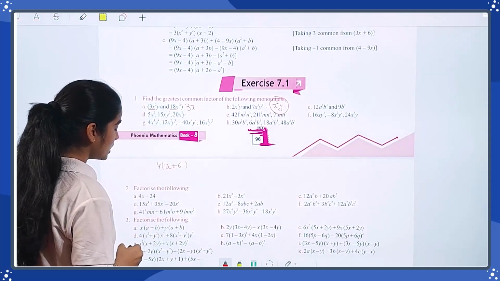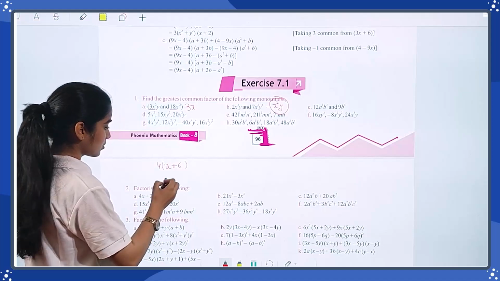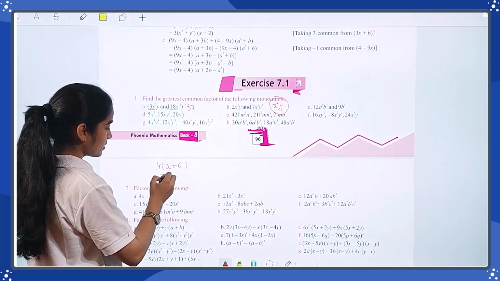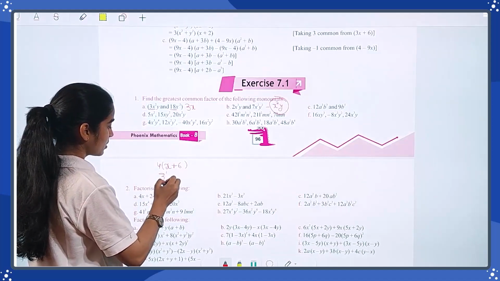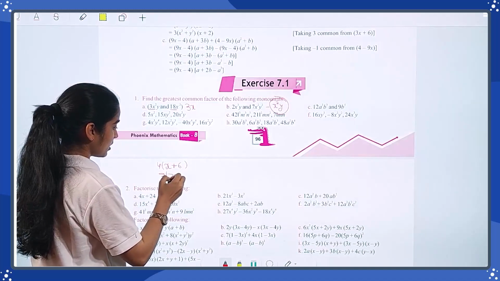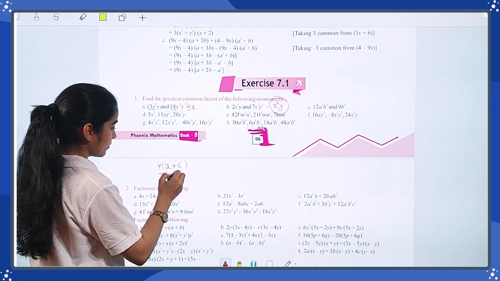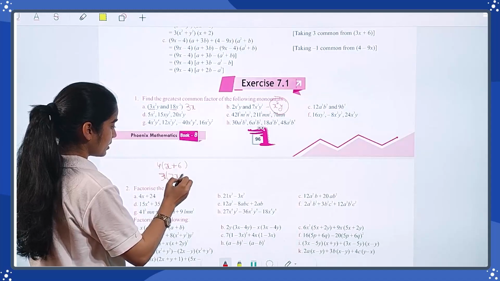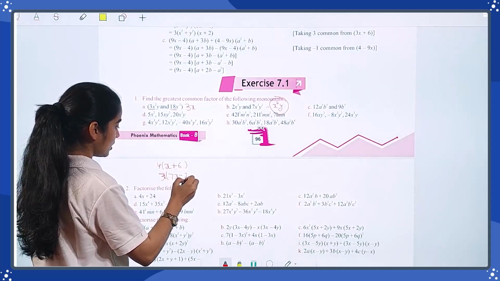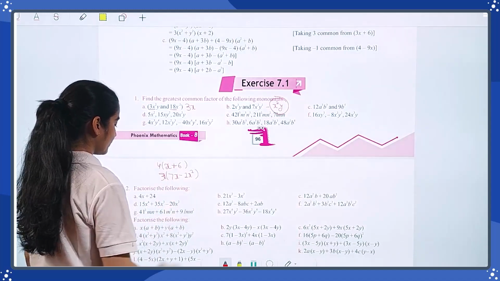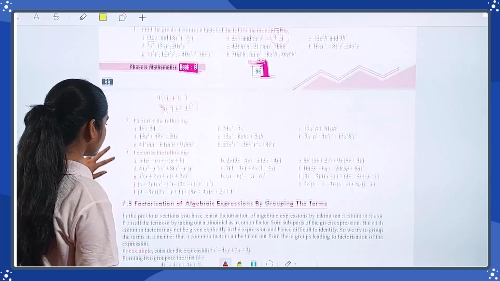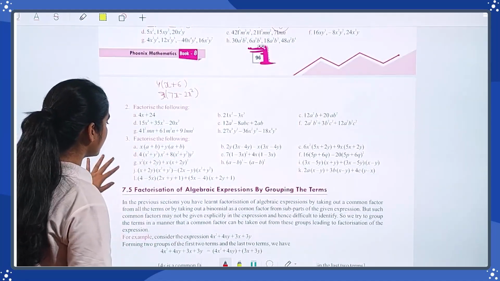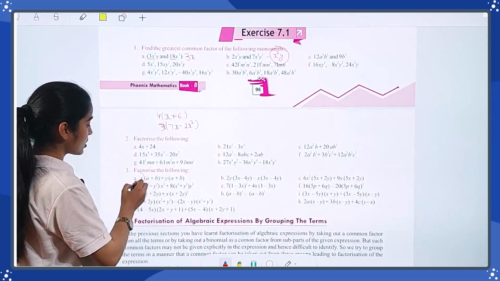Next we have 21x square minus 3, 7x minus 1x square. This will be your answer. Now factorize the following. So how can you factorize those numbers which are outside the bracket?